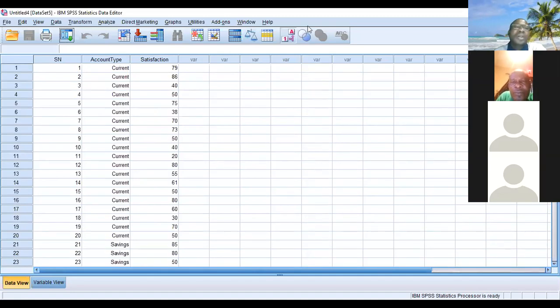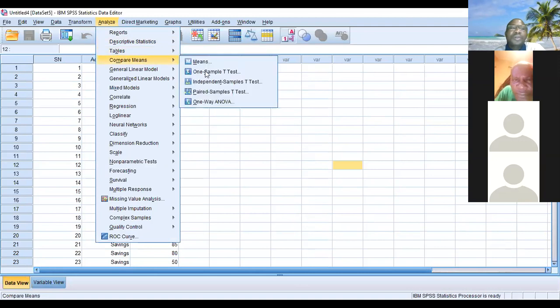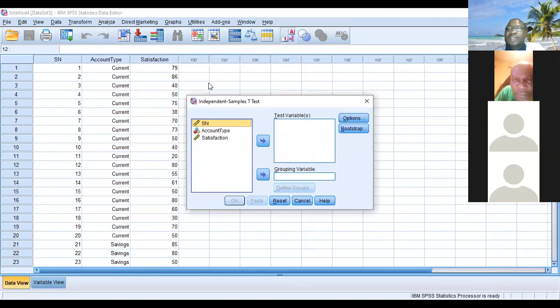Okay. So just do the student T. Analyze, compare means, independent T.